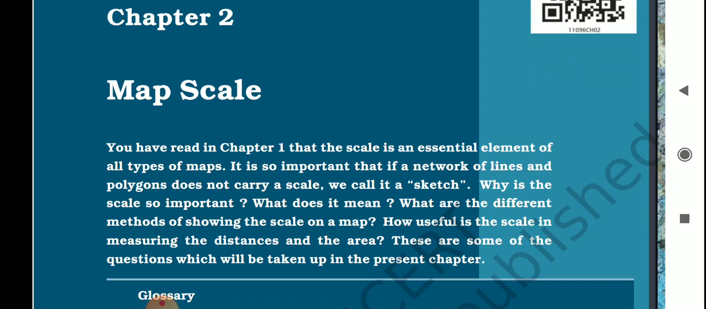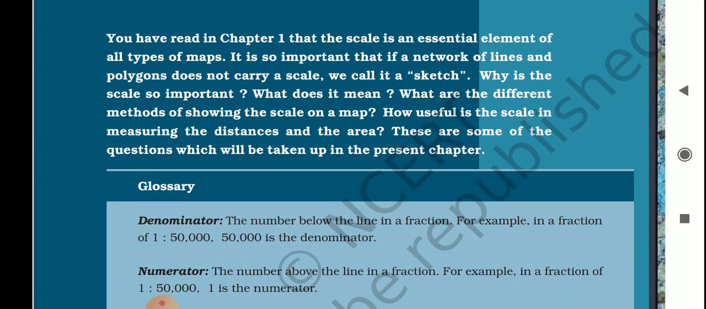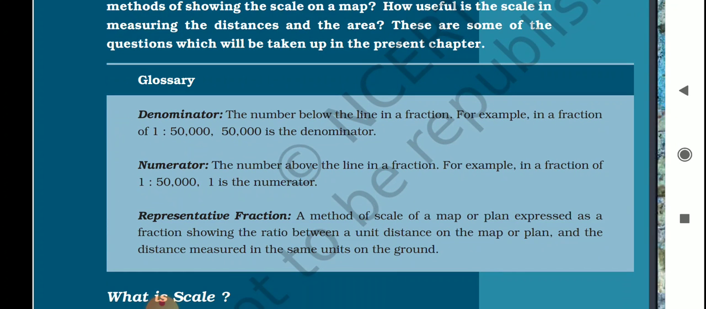What does it mean? What are the different methods of showing the scale on a map? How useful is the scale in measuring distance and area? So these are all the things we are going to discuss in this chapter. So here, firstly students, there are three words in the glossary portion.